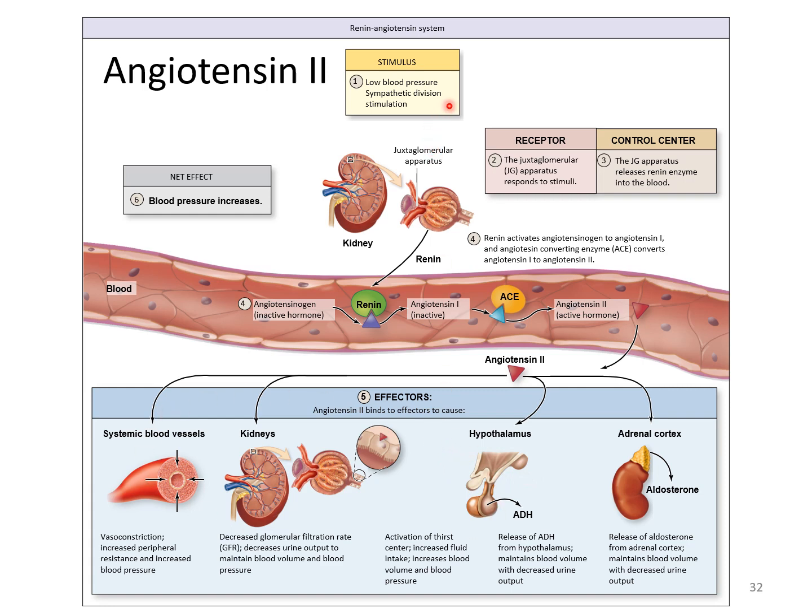Okay, so if we have a low blood pressure, or if we get activation of the sympathetic nervous system, that's going to be the stimulus. You've got juxtaglomerular cells and the juxtaglomerular apparatus. I'm not going to do that.